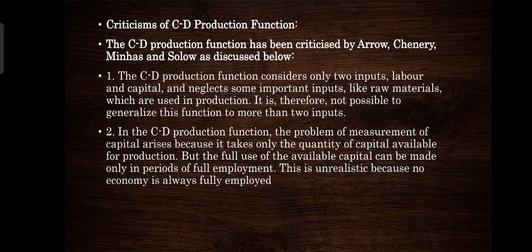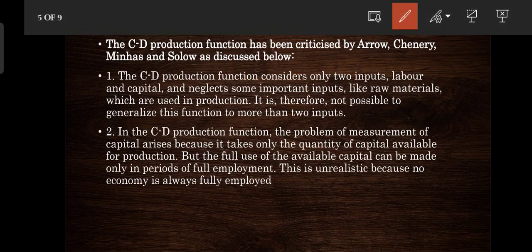The first one is that the Cobb Douglas production function considers only 2 inputs. We have already seen that it only takes into account labor and capital, and the other inputs are not given much importance. They neglect some important inputs, which include raw materials used in production. We know that raw materials are very much necessary for production. So if they are not considered, it is a criticism of the Cobb Douglas production function. So we cannot generalize this function to more than 2 inputs. That is the first criticism.